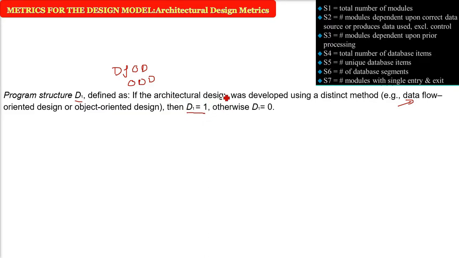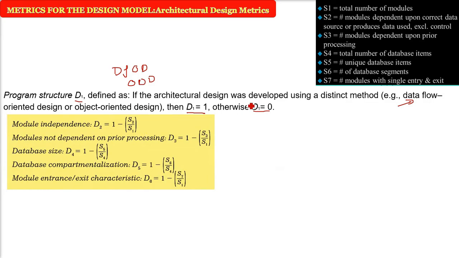So this is a specific value. It can be 0 or 1. This is D1. As I said, we have to go from D1 to D6. What is D2? D2 is 1 minus S2 by S1, and this is module independence. I told you that for S1 till S7 you have to give numbers. Then modules not dependent on prior processing: D3 equals 1 minus S3 by S1. It's all probability things.